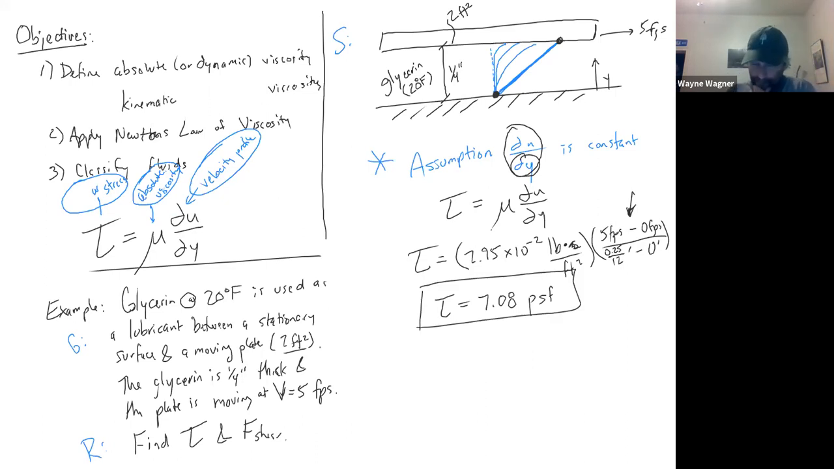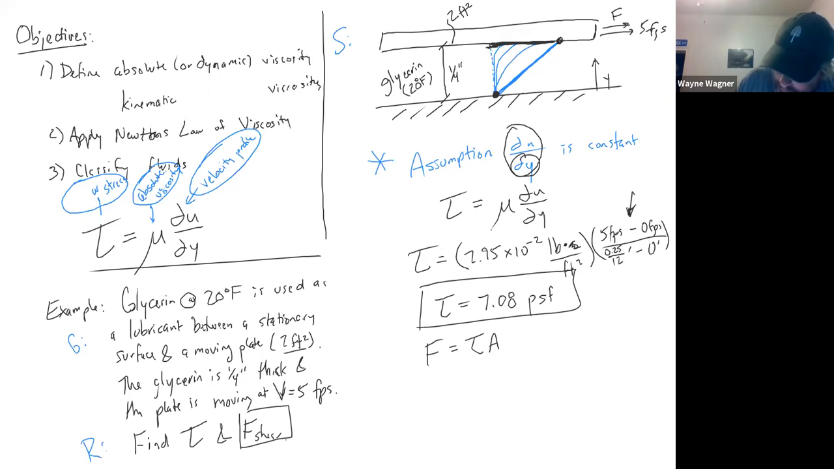And then I want the force. Basically, this is asking how much force I have to put on this to make this happen. Well, force equals tau times area. And you have to think about the area over which that force is being applied. This is a shear stress, so the force is a shear. So it's going over this area right here.